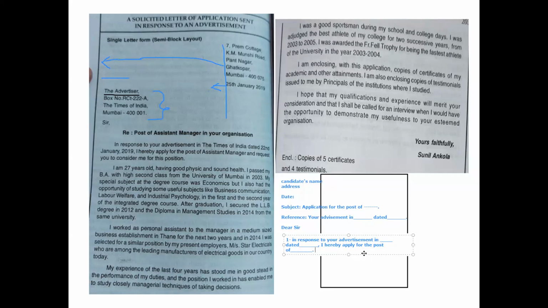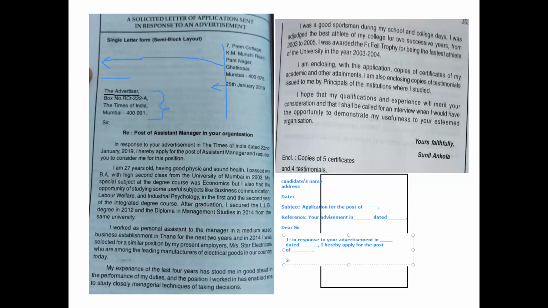Next, second paragraph. But when you write your application, don't give the numbering. It is for you that I am writing these numbers, so that you get an idea that this is the first paragraph, this is the second paragraph, this is the third paragraph. But actually when you write, don't write number 1, number 2, number 3. They will think what kind of letter it is. So avoid that. Remember this.